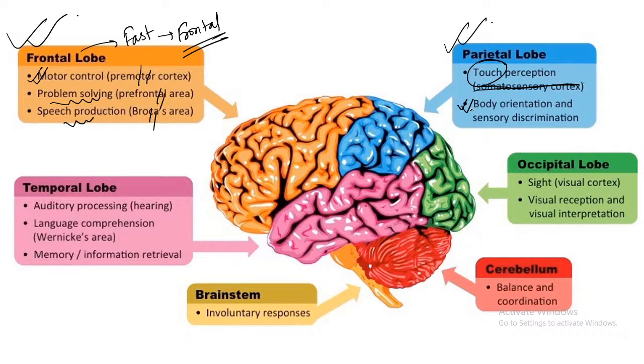So more of a general sensations like all sort of touch, pain, temperature, body orientation, these type of sensations are general sensations, are the business of parietal lobe, right?